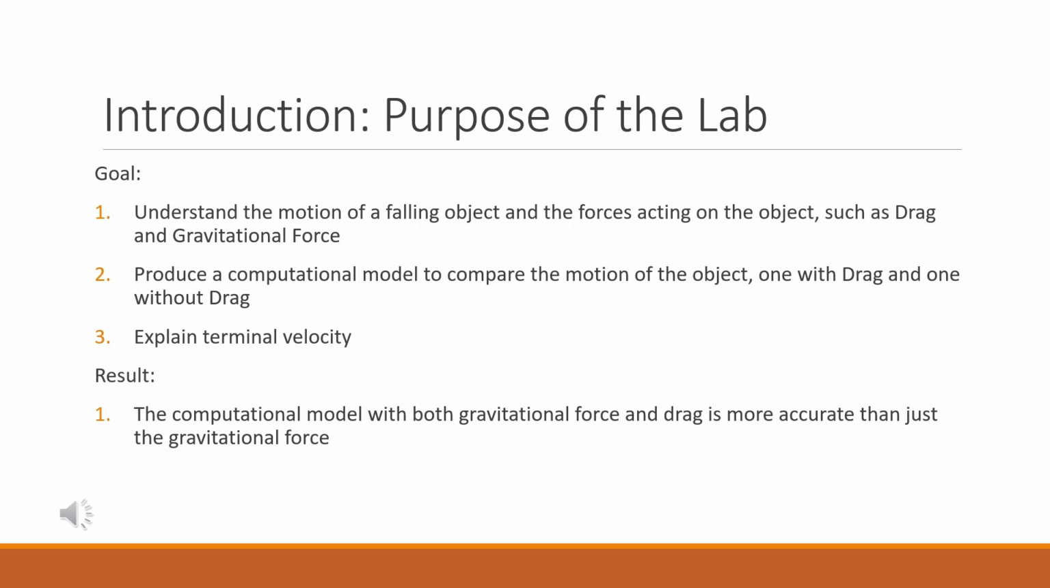The purpose of this lab is to understand the motion of a falling object and the forces acting on the object, such as drag and gravitational force. Another goal is to produce a computational model to compare the motion of the object, one with drag and one without drag, and we hope to be able to explain terminal velocity. By the end of the lab, we expect the computational model with both gravitational force and drag force to be more accurate than the gravitational force by itself.